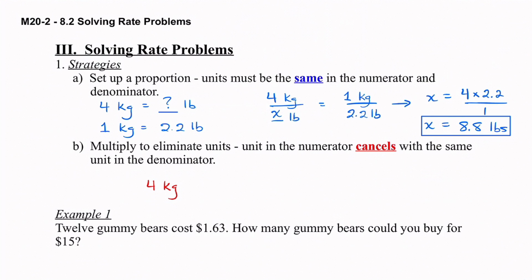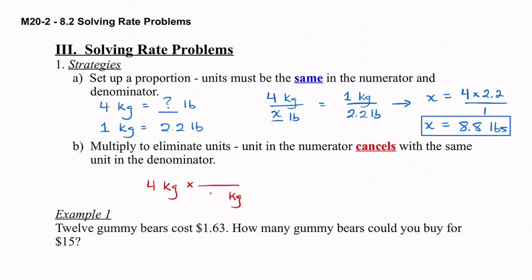The other way that we could have solved the problem is using a multiply technique. It says multiply to eliminate units. So the unit in the numerator is going to cancel with the same unit in the denominator. We're going to do the same question, just using a different technique. If I have 4 kilograms, you could picture it as 4 over 1, but you wouldn't have to put that. What I want to do is multiply by something so that my kilogram is going to cancel. Right now kilogram is in the top of a fraction, so I have to put kilogram in the bottom, so that they are going to cancel.